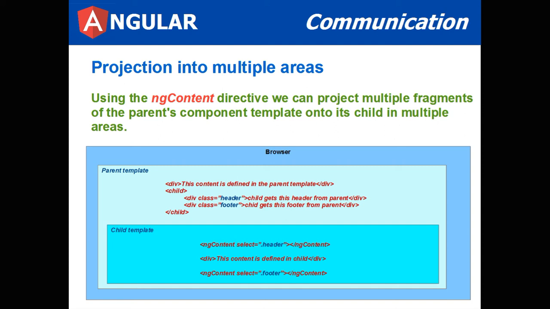So suppose you have a parent template. We have one div which says this content is defined in the parent template. And you have a child which has two div tags. One has a class header, one has a class footer. Well, you can construct a child template with an ng-content and use the select to define where we're projecting the header div class from the parent into the child. You could also select a .footer and determine where the div element with the class footer is being injected into the child.